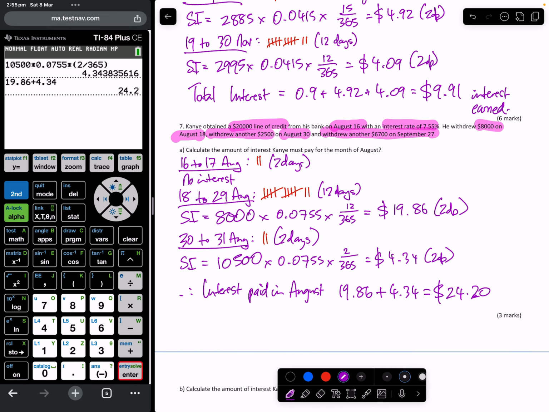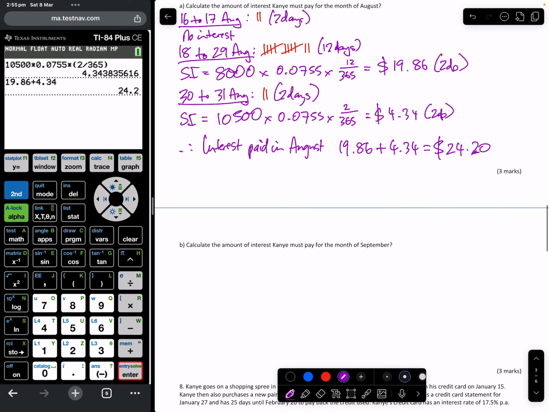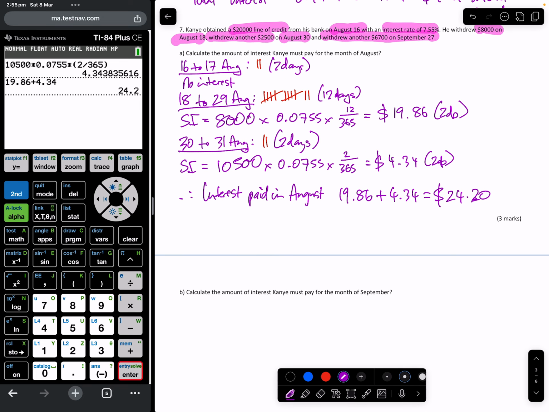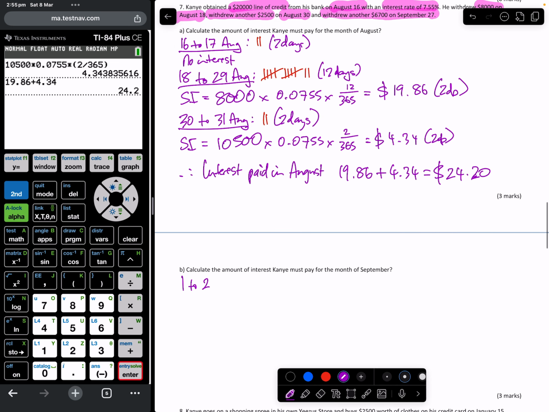That's for August. Calculate the amount of interest Kanye must pay for the month of September. So the next thing that happens is on the 27th. So 1 to the 26th of September, which is how many days? 1, 2, 3, 4, 5, 6, 7, 8, 9, 10, 11, 12, 13, 14, 15, 16, 17, 18, 19, 20, 21, 22, 24, 26 days, which is kind of obvious, but it's nice to check.